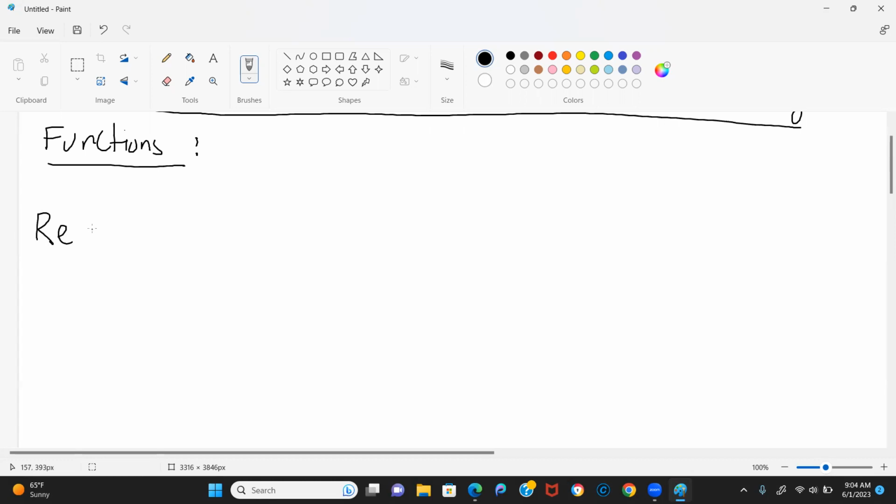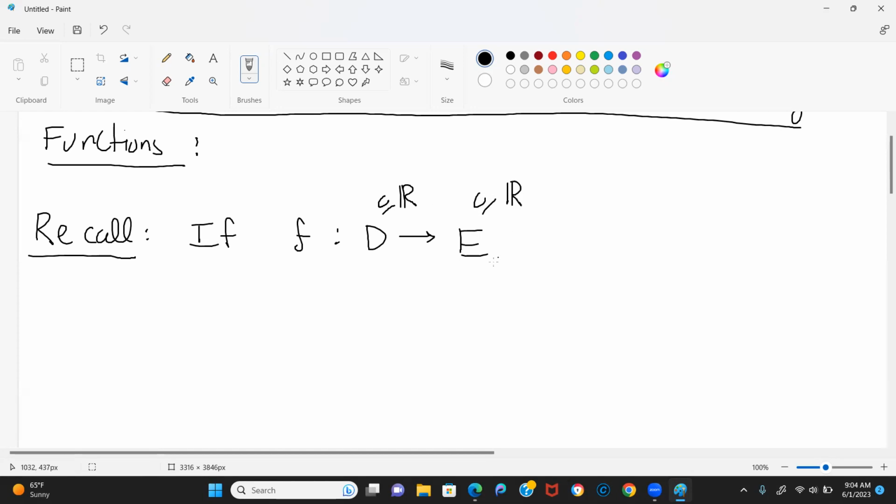So just recall. Let me get the convention right. All right. So let's say f from D to E, and again, always D will be a subset of the reals, and so will E. I should note that a lot of this stuff that we're doing generalizes to higher dimensional spaces, but we're just dealing with the real numbers. So if this is injective, then it's an injective function.